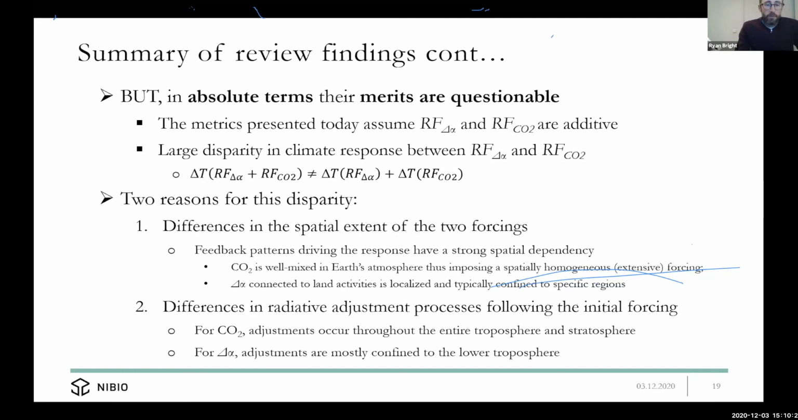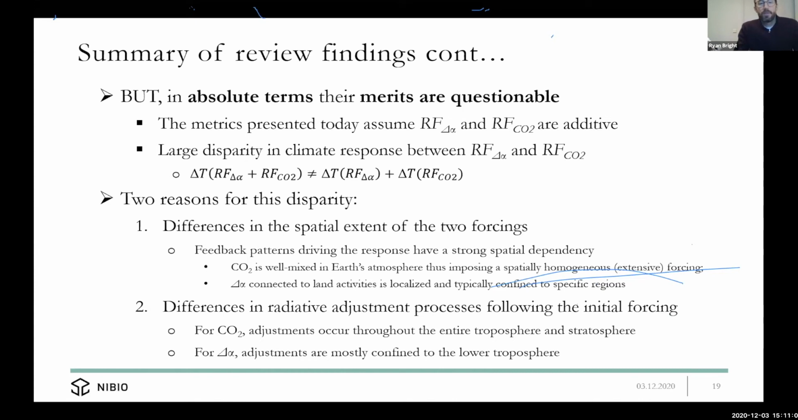So while our review focused on the relative merits of the current metrics in absolute terms, we think that their merits can be easily questioned in absolute terms, since the climate in many cases will respond differently to a surface albedo change and to CO2 perturbations. The reason for this response disparity, as I've termed it here, is twofold. First, differences in the climate response may arise from differences in the spatial extent of the two forcings, since feedbacks driving the climate response have a strong spatial dependency.